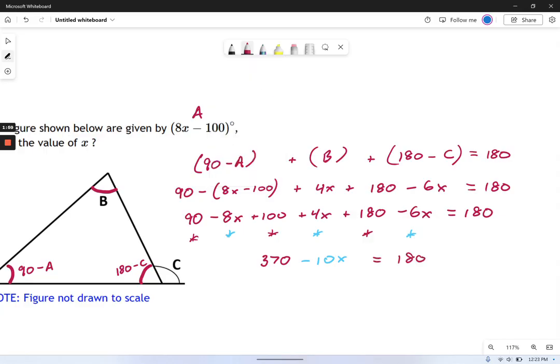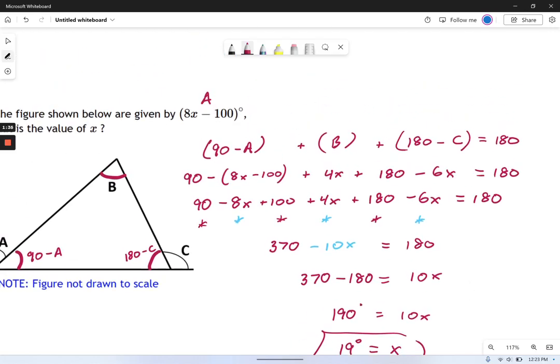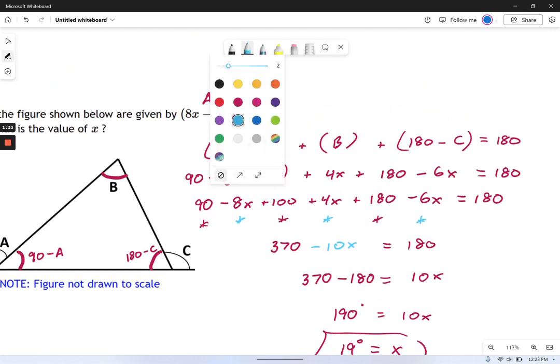Okay, so now what I'm going to do is add 10x to each side, and subtract 180 from each side. I get 370 minus 180 equals 10x. Well, 370 minus 180 is 190 degrees equals 10x, and that means x, if I divide both sides by 10, x equals 19 degrees. So I would say the most important part of this problem, right here, is the setup.